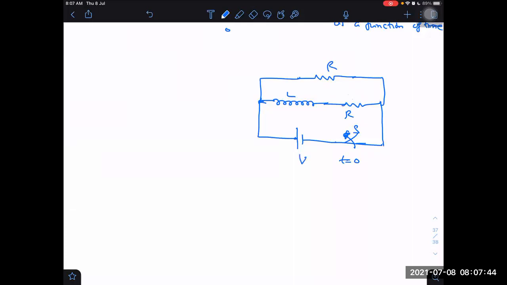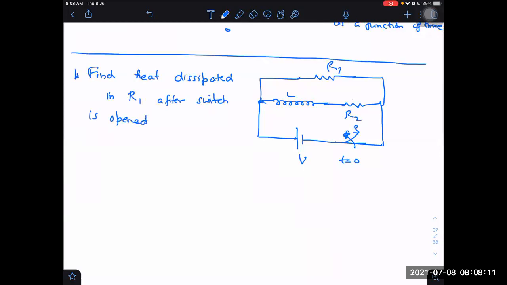So I will say find the heat dissipated. Let us name this R1, R2. Heat dissipated in R1 after the switch is opened. Now this is the question. Can you get this answer?